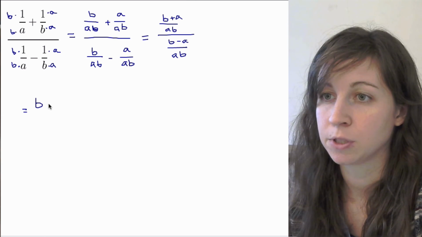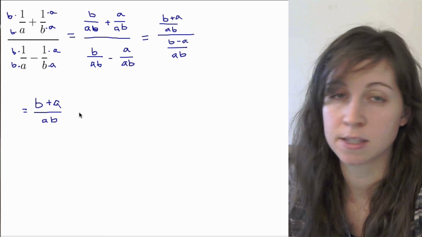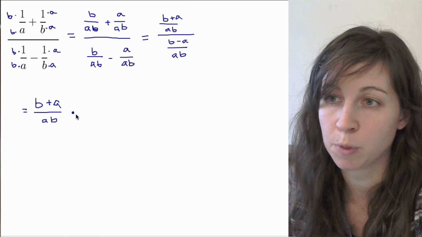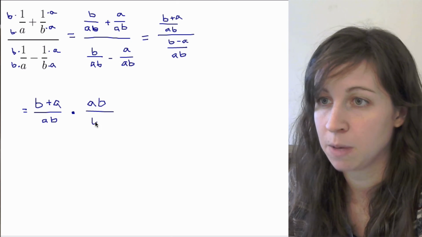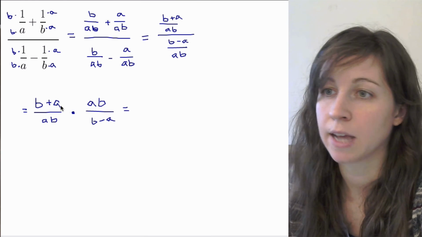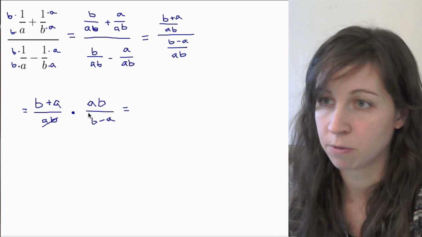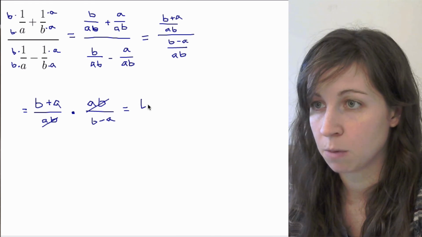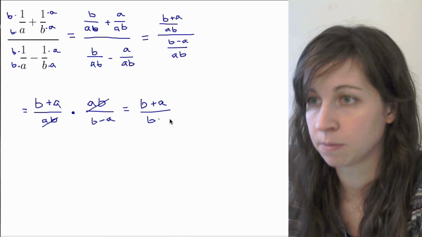So we'll write the first fraction, b plus a over ab. We're dividing it by the second fraction. So to do that, we're going to flip it and multiply. So we'll put ab on top and b minus a on the bottom. We will multiply these. I can see that I'm going to have a common factor, this ab. So I'm going to cross that out right now. And I'm going to end up with b plus a over b minus a.